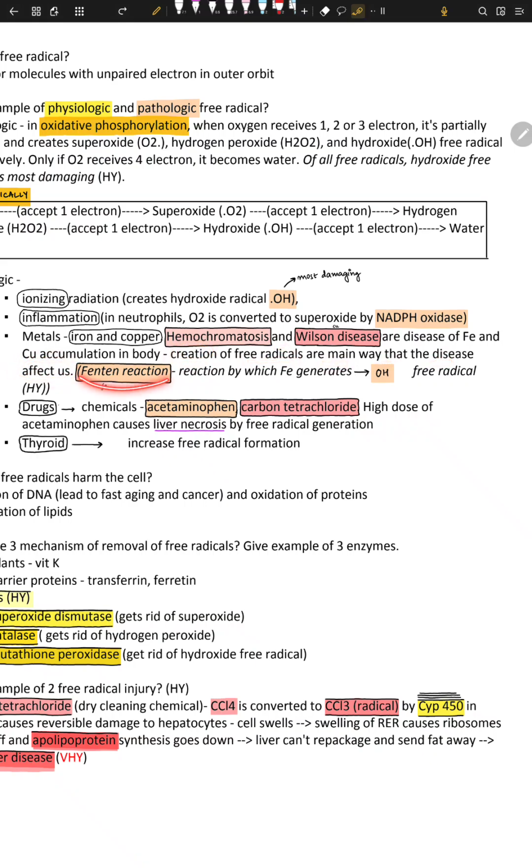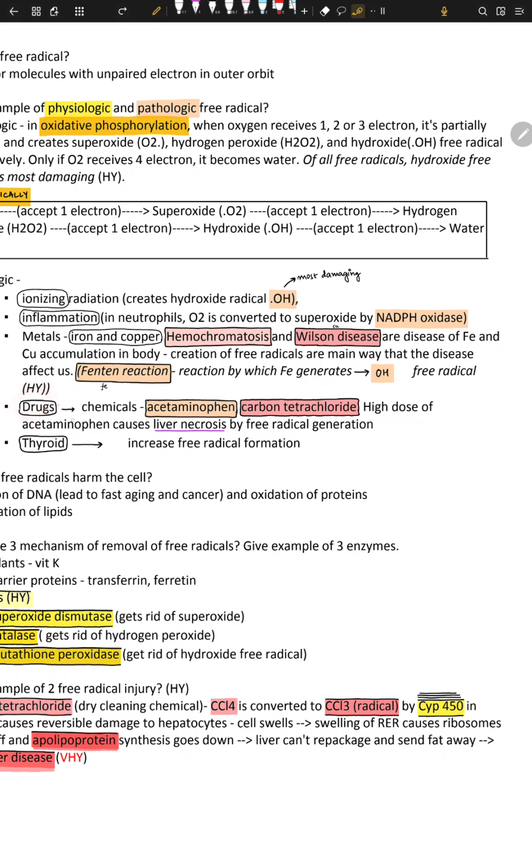There is something called the Fenton reaction, by which ferrous iron generates OH. It's very dangerous. OH is hydroxyl, and it's really super dangerous because it's really, really free. It needs an electron. It needs to bind to something. So the Fenton reaction is a dangerous reaction. It converts ferrous iron into OH, hydroxyl. So very, very dangerous.